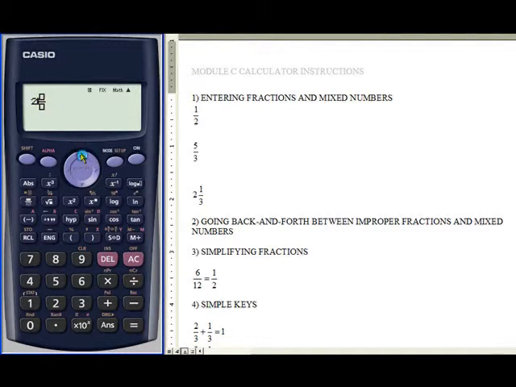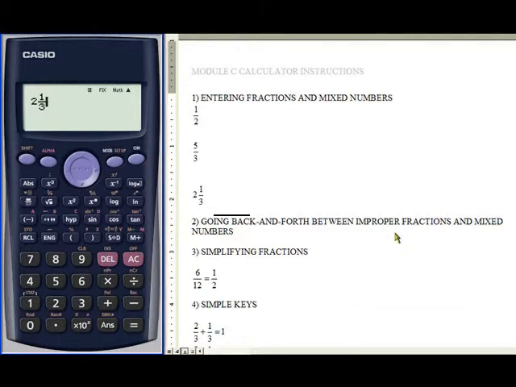To go up, you don't go up. You see, nothing is happening when you do up. When you do right, you go to 1. Now I need to go to the denominator, push down 3. So you'll actually see it. Now, to get out of the denominator, you have to push right. You see now the cursor is to the right of the mixed number.